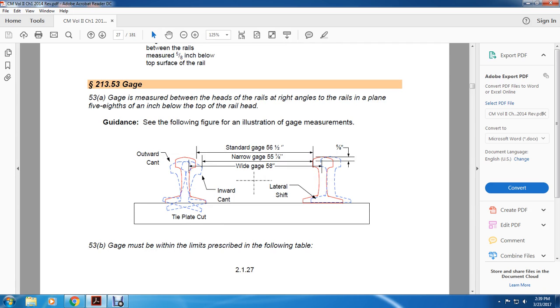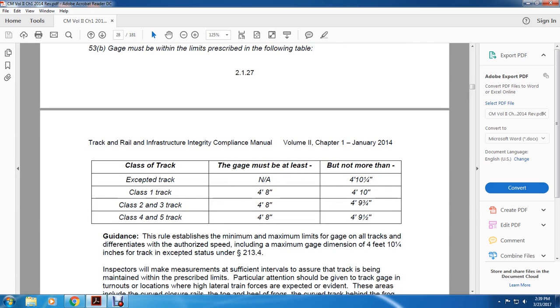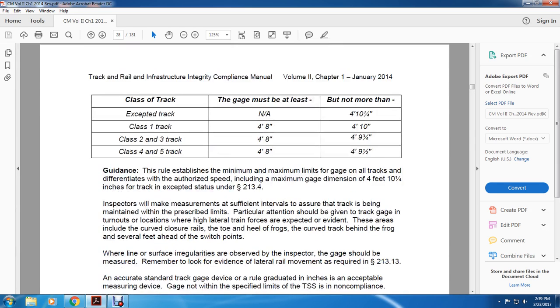213.53(b), gauge must be within the limits specified in the following table. Excepted track: not less than 4 foot 8 inches, and not more than 4 foot 10 and 1/4 inches. Class 1 track: 4 foot 8 inches at the least and 4 foot 10 inches but no more. Class 2 and 3 track: 4 foot 8 inches, no more than 4 foot 9 3/4 inches. Class 4 and 5 track: 4 foot 8 inches at least, and 4 foot 9 and 1/2 inches.